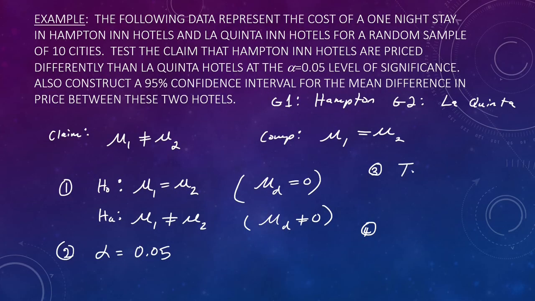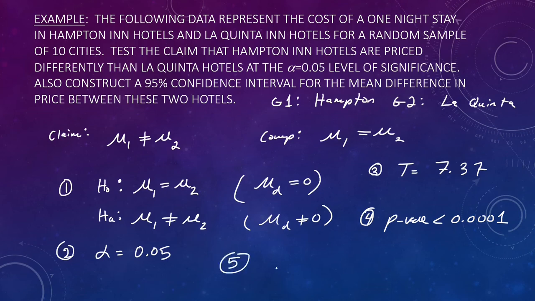Our test statistic is equal to 7.37. Our t-statistic is 7.37. In step 4, our p-value was less than 0.0001. Now we can start step 5, our conclusion. I always ask, is the p-value less than alpha? Is 0.0001 less than 0.05? Yes, it is.